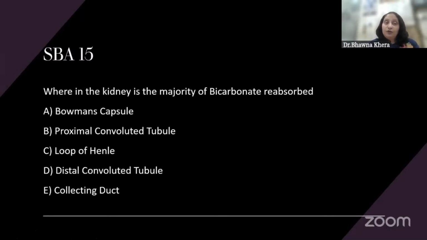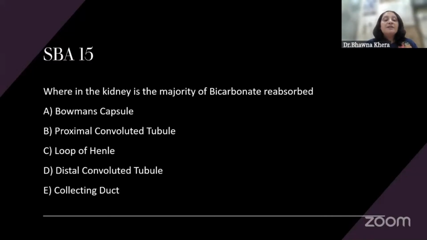Coming to the next question. SBA 15. Where in the kidney is the majority of the bicarbonate reabsorbed? Why are we saying reabsorbed? Because once it is filtered from the glomerulus, after that it is absorbed back into the circulation. So where in the kidney is the majority of bicarbonate reabsorbed?